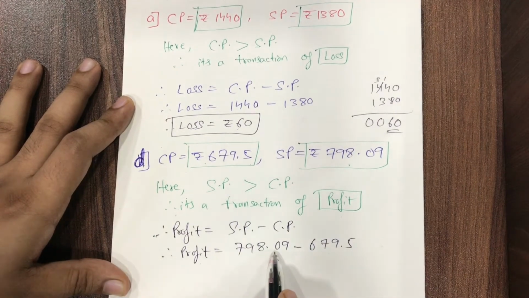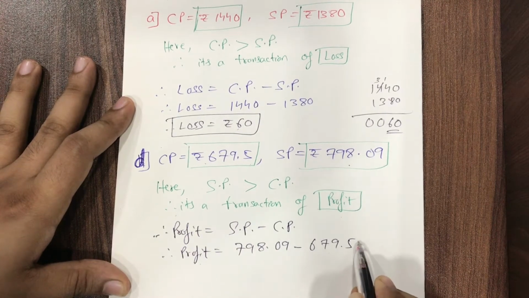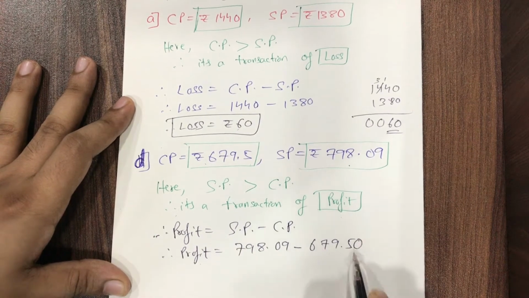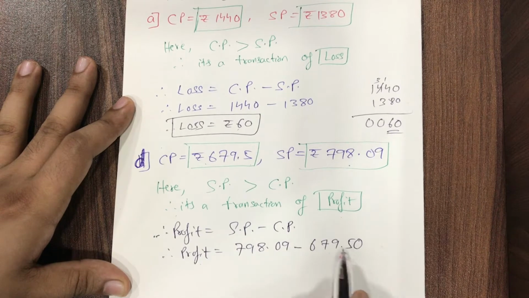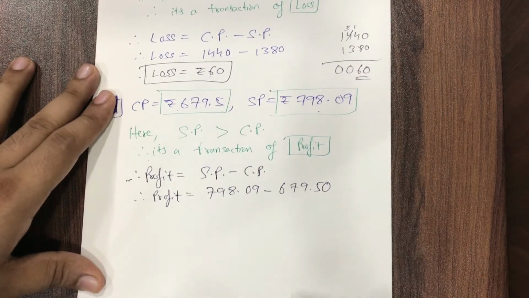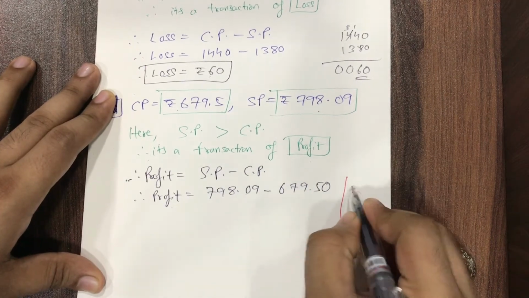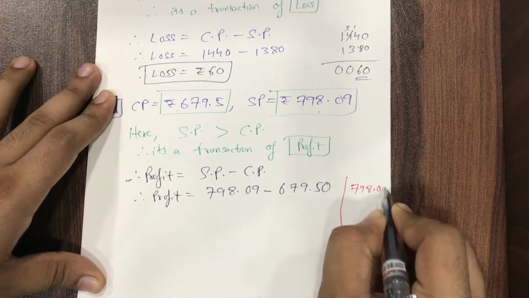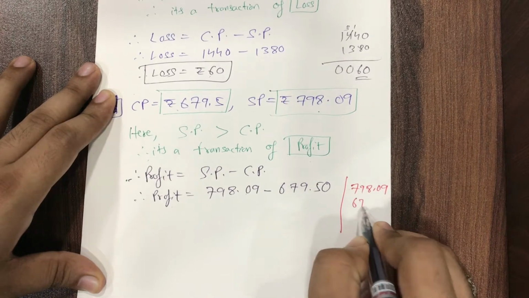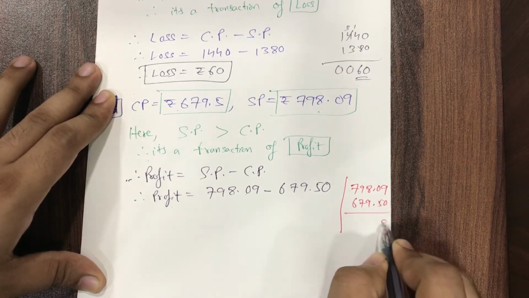Here I am having two digits after the decimal point, 0 and 9. So here I am having only one, so I am putting just 0. It has no value, but it is just to make two digits after the decimal point. Here 09 and here 50. Okay, so now let's solve it. We just have to do the subtraction over here. Students, I'll do the things in the rough work. 798.09 and here 679.50.